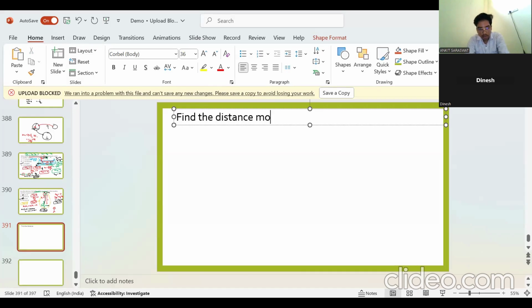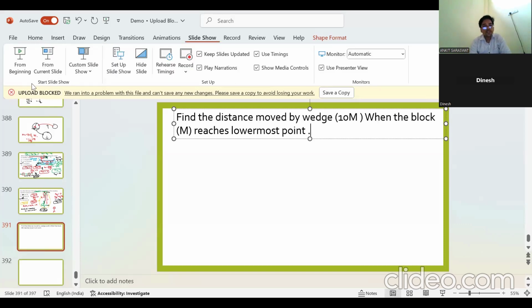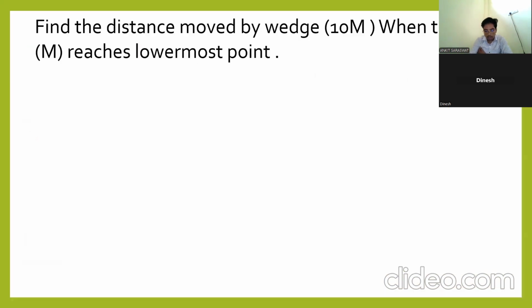Find the distance moved by the wedge. Wedge, you understand? Inclined plane. Mass is 10 m, 10 times the person, when the block of mass capital M reaches the lowermost point. I will draw the figure. Questions are many, but no worry. It's timely, you should be familiar. Options are here.